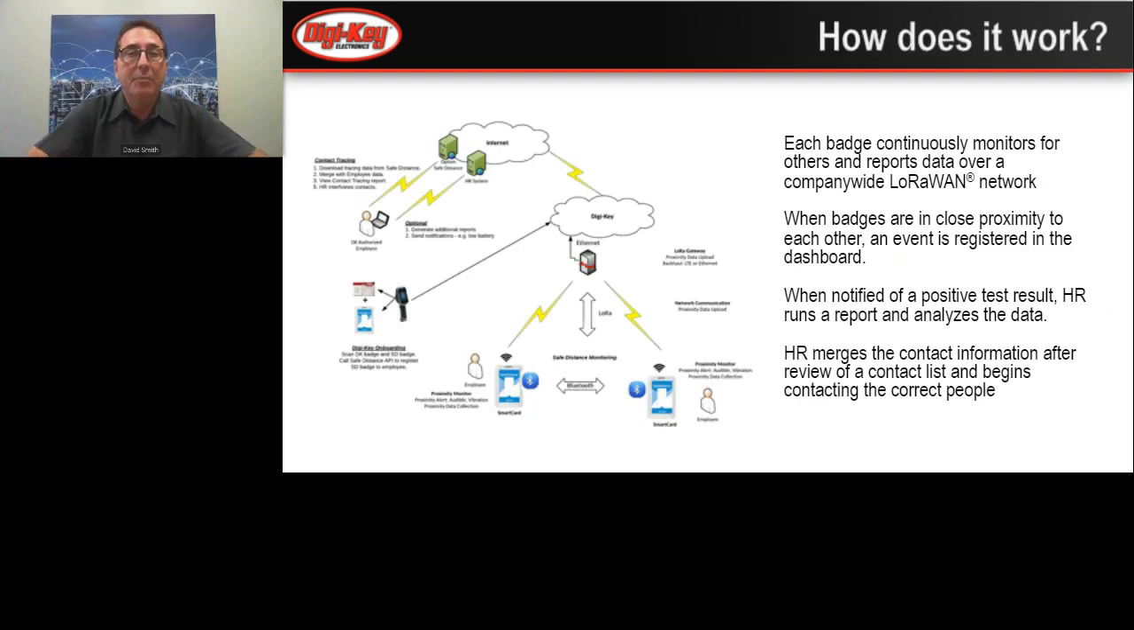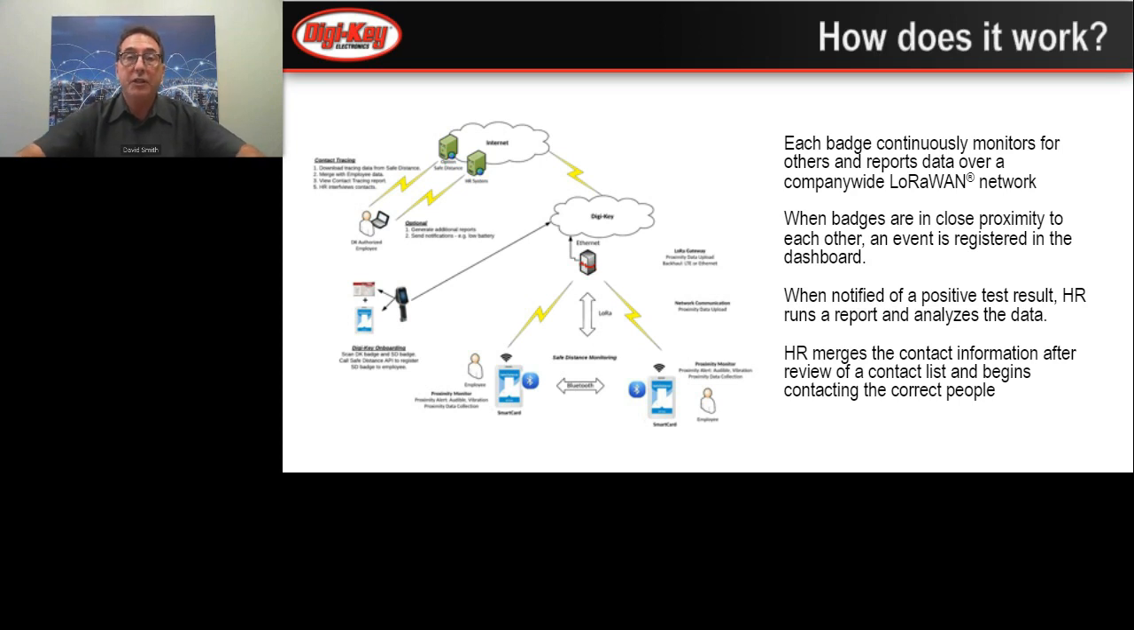So how does their system actually work? Well, badges record interactions with other badges. So if two employees or visitors get too close to one another, in this case it would be 6 feet or 2 meters, the badges report what's called a proximity event. That is, that two badges are too close to each other. They will record the date and time of the event and the duration of the event as well, and send that using LoRaWAN up to the cloud, where it's stored in the safe distance platform.